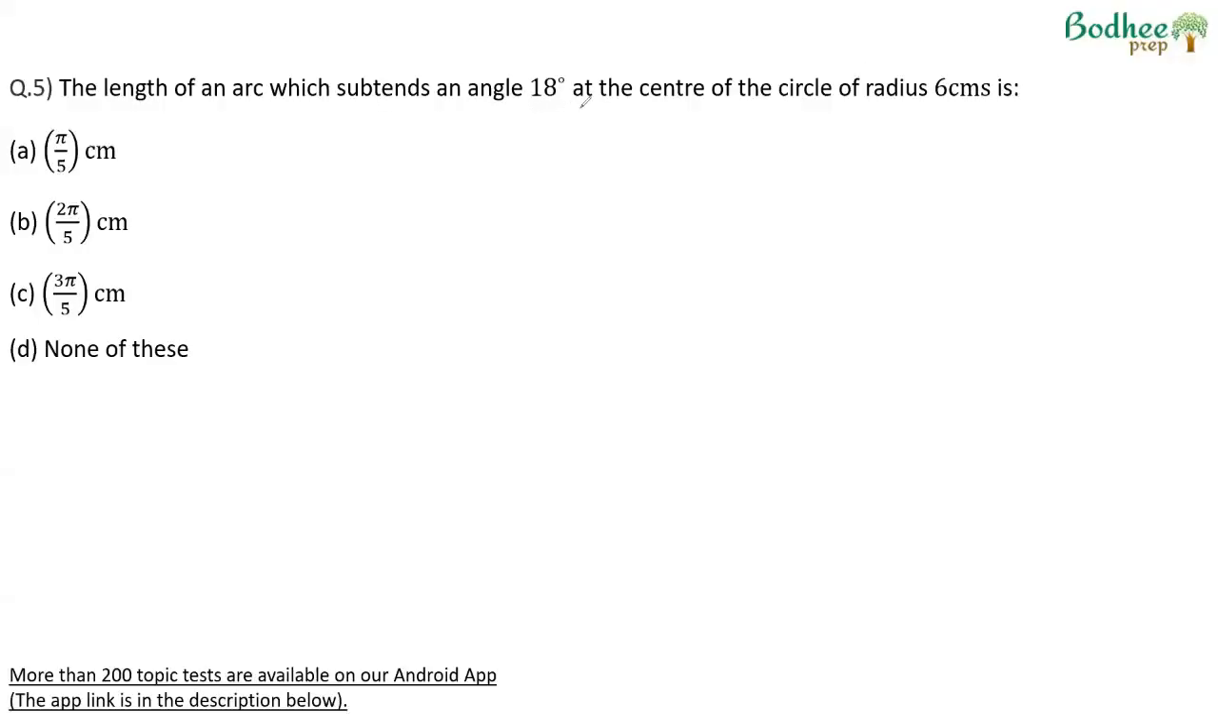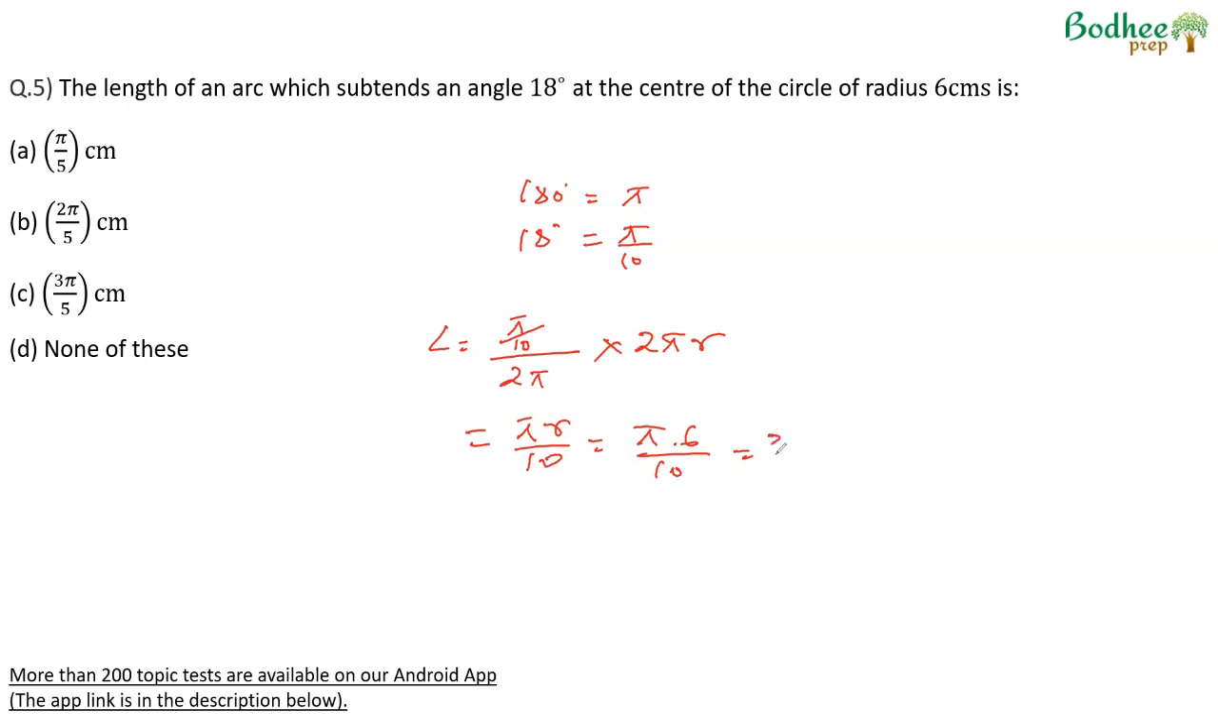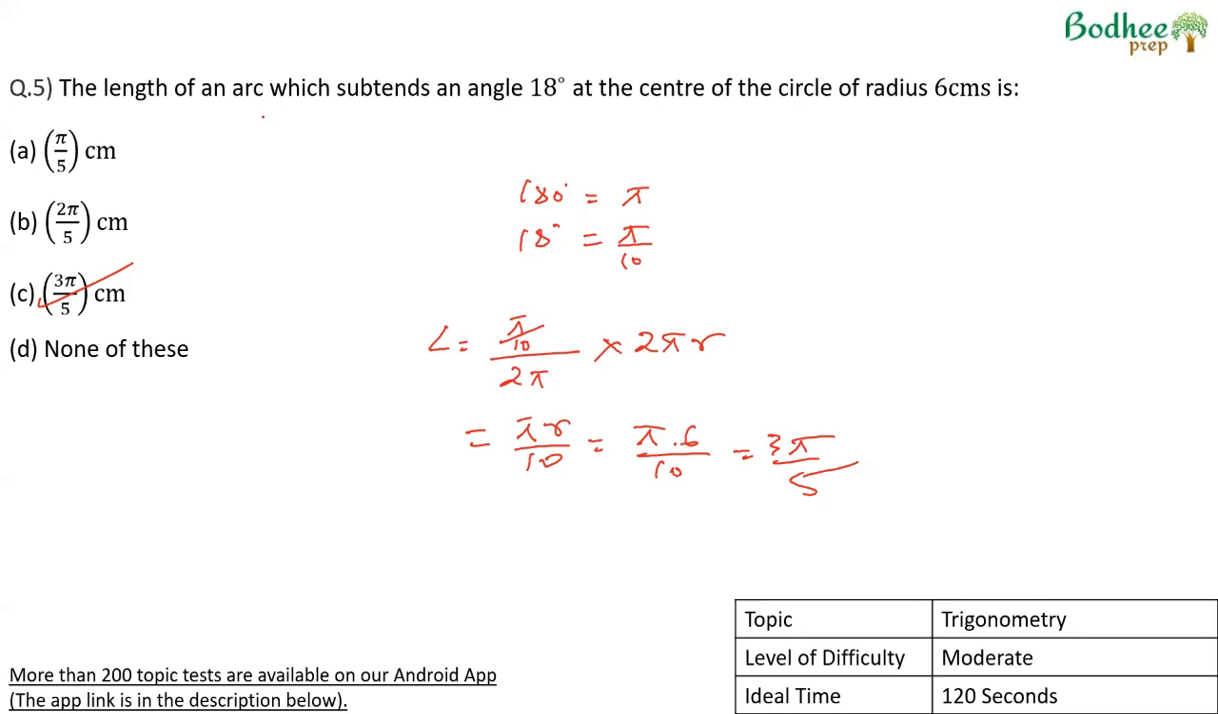Length of an arc which subtends angle 18 degree at the center of radius 6 is. Now, we know that 180 degree is equal to pi radian. Therefore, 18 degree, 1/10, will be pi by 10 radians. Now, length of arc will be angle subtended at the center upon total angle in terms of radian, 2 pi, into the circumference, that is 2 pi r. 2 pi cancel. We get the value as pi r by 10. R is 6, therefore pi into 6 by 10, divided by 2, 3 pi by 5 becomes my answer. As long as we know the conversion, easy question, not more than maybe a minute and a half to solve.